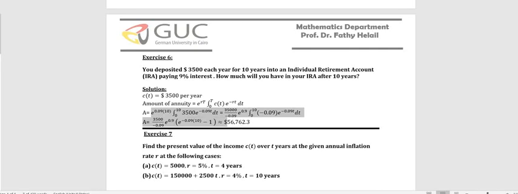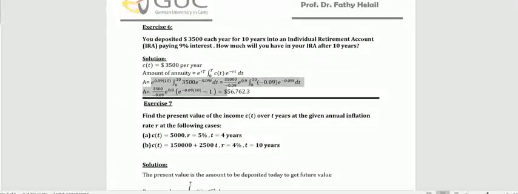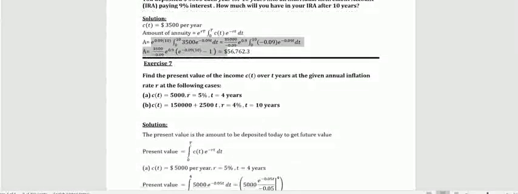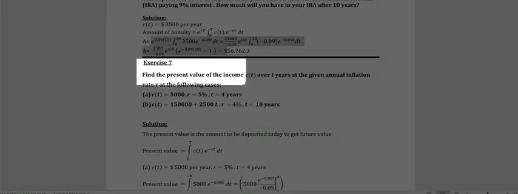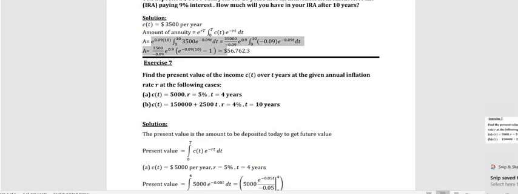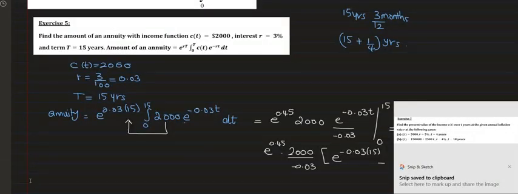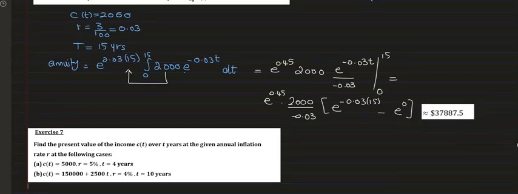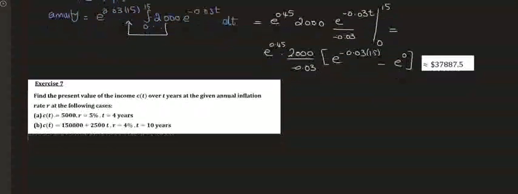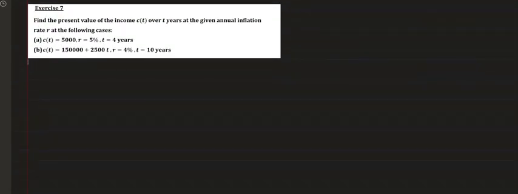Let's move to other economic expressions: the present value of the income over t years with an inflation rate, and the actual value. So in exercise 7, we want to differentiate between two very important values, which is the present value of the income over t years.